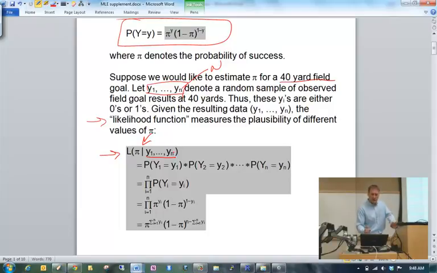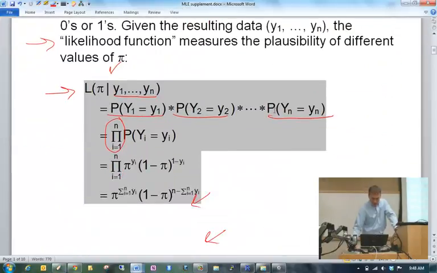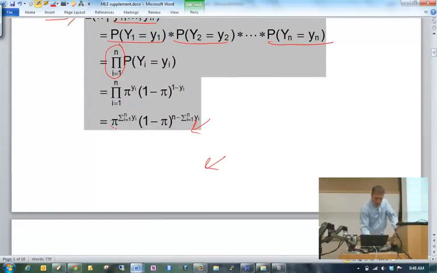So L of pi given my observed data. And all that a likelihood function is, you just simply take the product of all your Bernoulli distributions, evaluated at either y equals 0 or y equals 1. That's it. So I can make this in a little bit more of a condensed form and use a product notation. And I can put in my Bernoulli distribution, do a little simplification, and this is what I end up getting: pi raised to the number of successes times 1 minus pi raised to the number of failures. Is everyone comfortable with that?